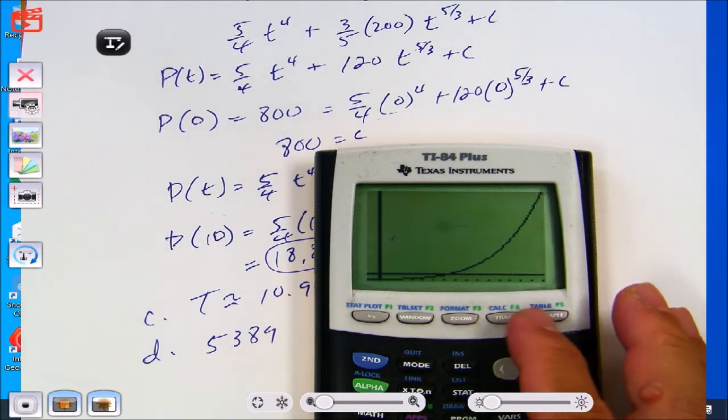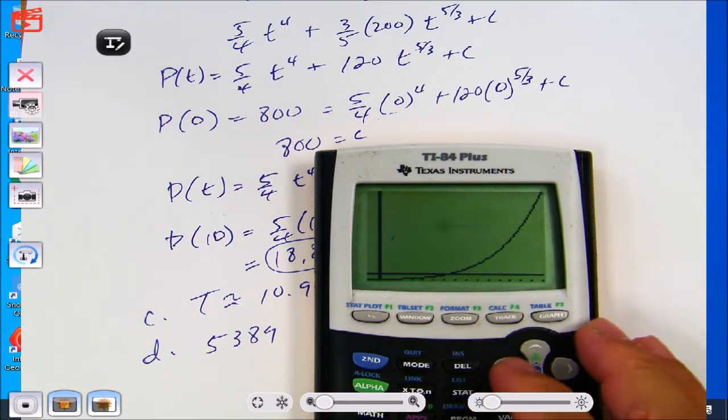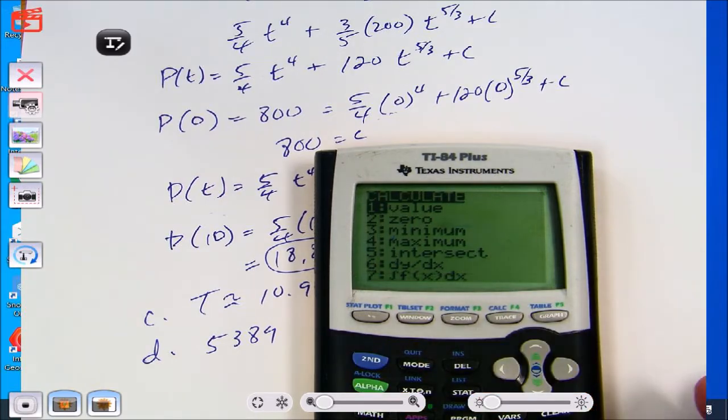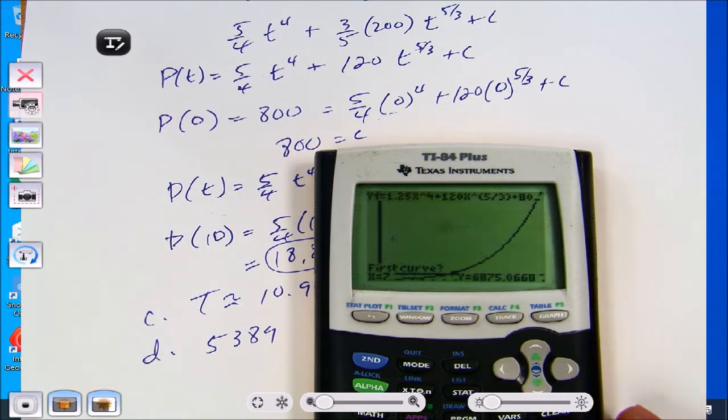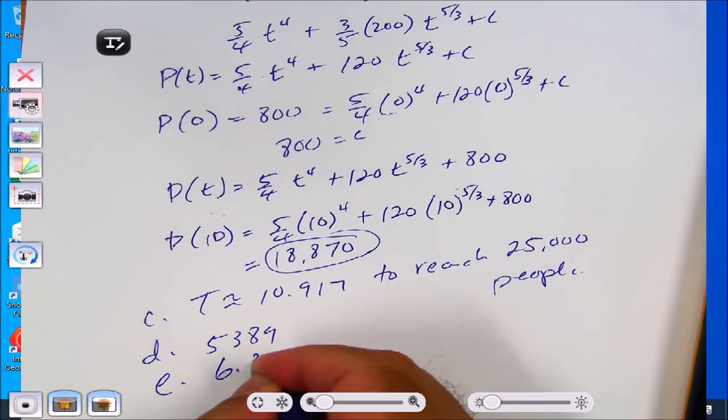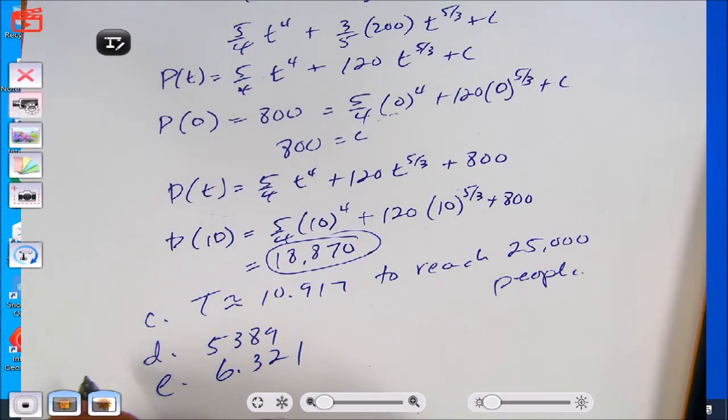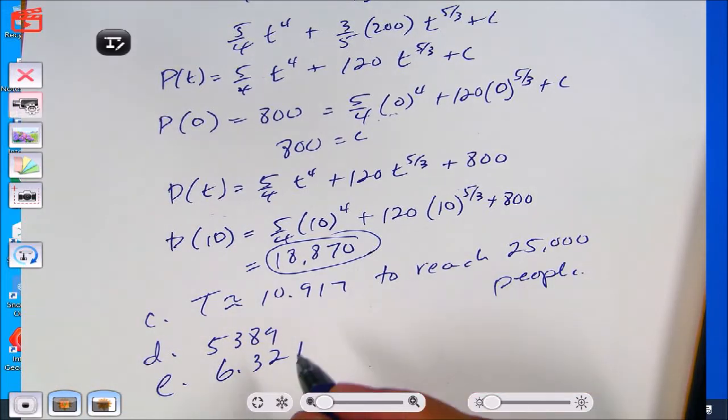I'm going for the intersection again. So it is second calc, choice number 5. Press enter on that. First curve, enter. Second curve, enter. And then the guess, press enter. And it gives me 6.321. So the answer to E is 6.321. All right, that's the answer. We're done with number 2. We're now moving on to number 3.